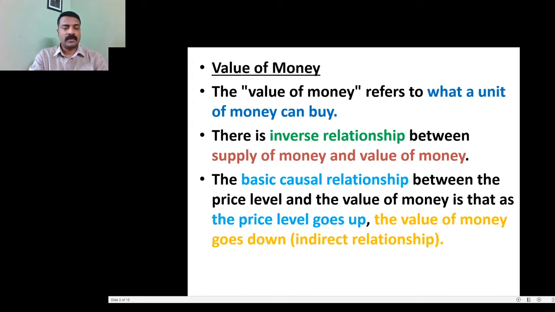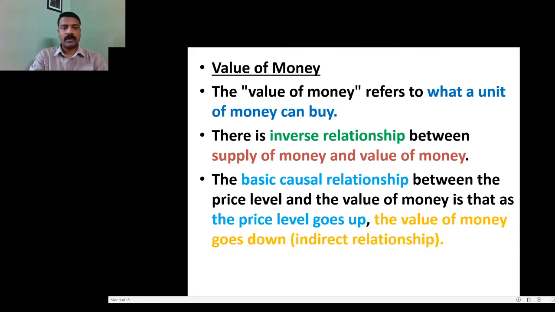The first concept is the value of money. The value of money refers to what a unit of money can buy. It's related to the purchasing power of money, or the purchasing power of an individual. There is an inverse relationship between the supply of money and the value of money. And the basic causal relationship between the price level and the value of money is an indirect relationship.